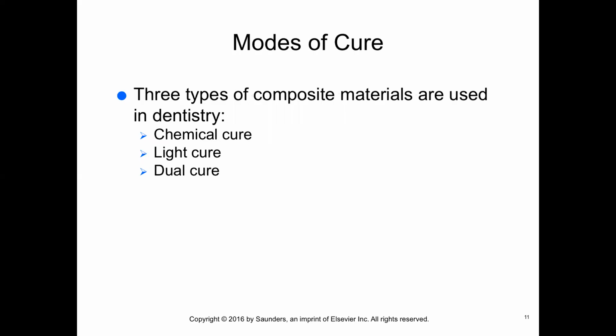Chemically cured composite resins, or self-cured composites, are two paste systems supplied in a screw-type syringe or cartridge. One paste is called the base, the other is called a catalyst. Equal parts of these two pastes are mixed together. With this type of system, the operator has a limited amount of working time before the material starts to set.